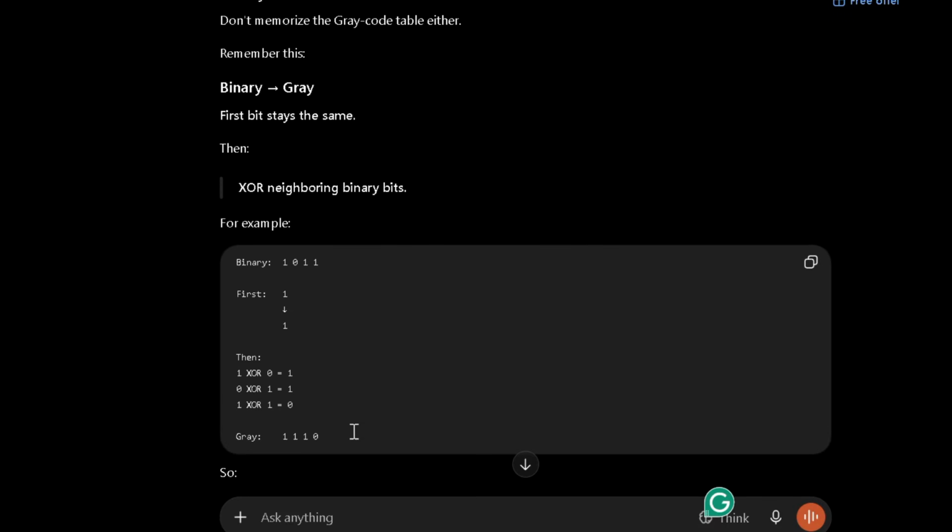For example, binary converts to Gray code. Then 1 XOR 0 equals 1, 0 XOR 1 equals 1, 1 XOR 1 equals 0. You'll get the Gray code 110.